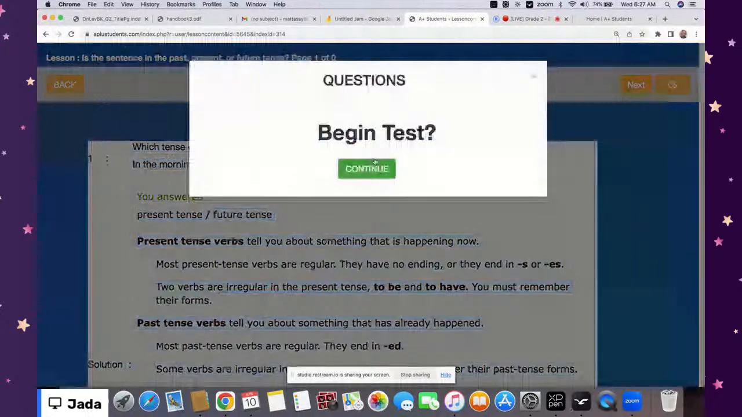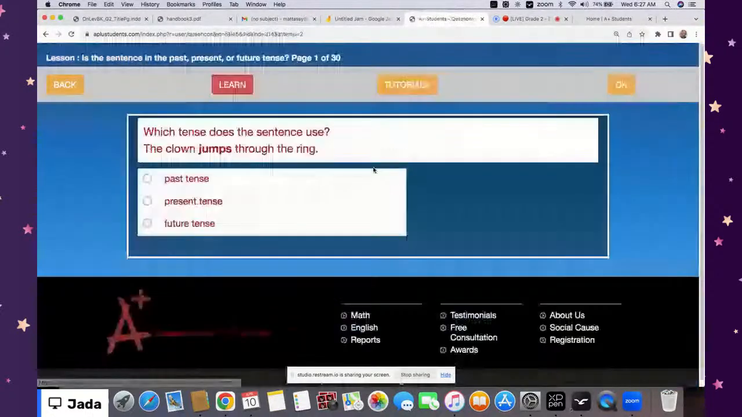Now let's move on to the test. If you know the answer, please send it on the chat as we do the test, okay? So it's either one, two, three. So if it's future, it's three like that. All right. Which tense does the sentence use? The clown jumps through the ring. Jumps. What is this? Past tense, present tense, or future? What is it?